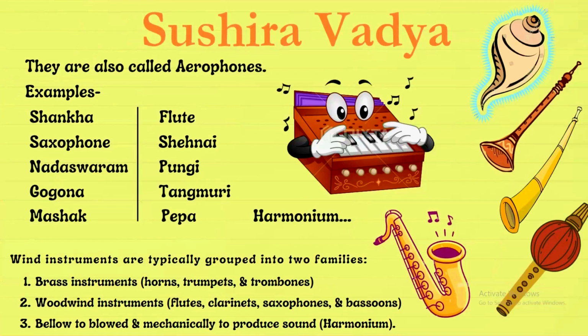Here the next will be the Sushir Vadya. They are also called the aerophones. The names of the instruments are given below and shown in the next slides.